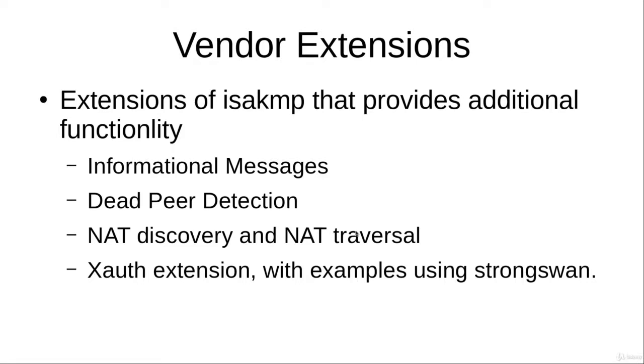We will go over the different extensions that make ISAKMP work, including understanding dead peer detection, NAT discovery and traversal. Also, we will explain the XAuth extension, which allows users to authenticate to the VPN gateways using a wide variety of databases. We will go over an example with strongSwan to showcase a step-by-step explanation of the process.